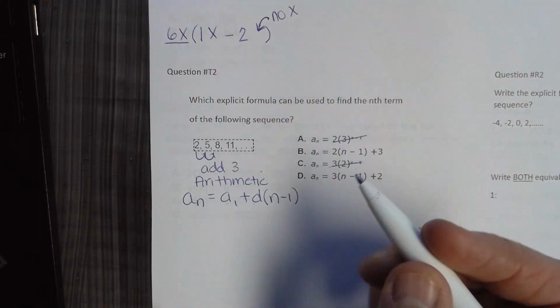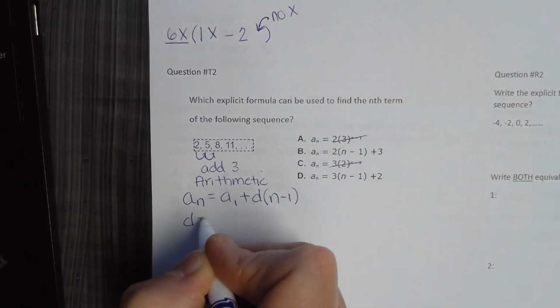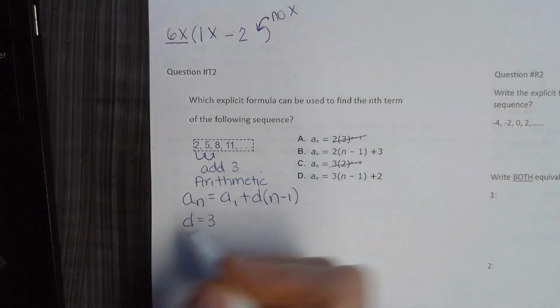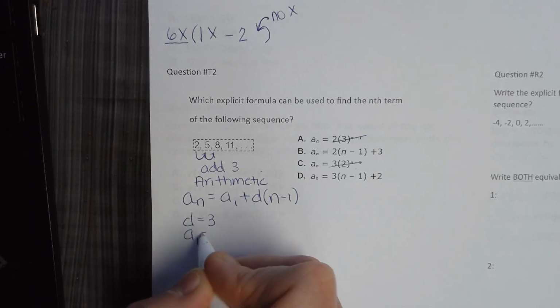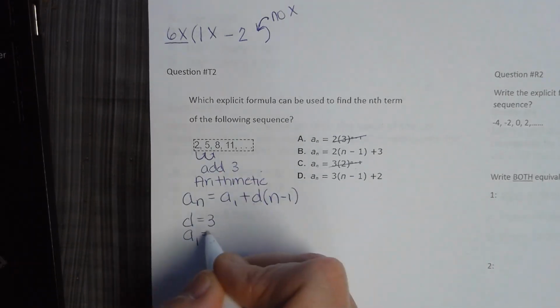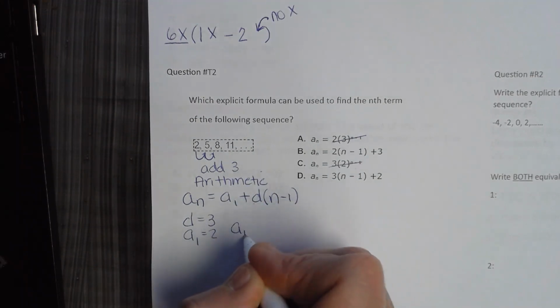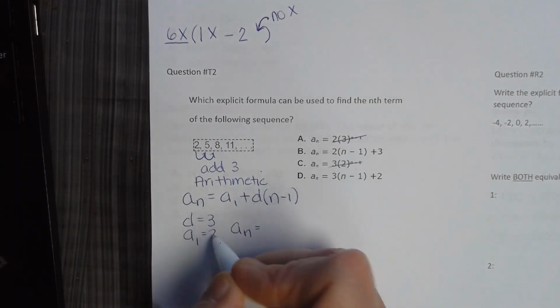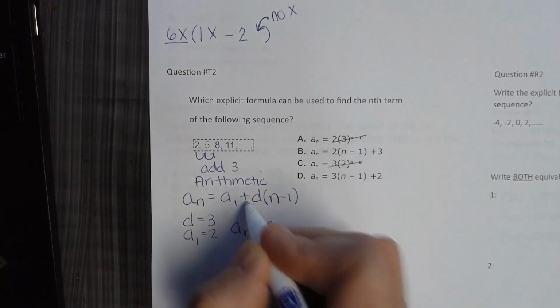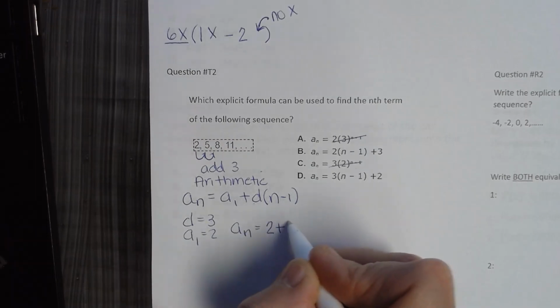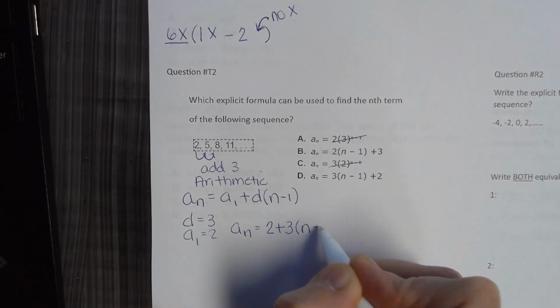D, the common difference, is 3. And a sub 1 is the first term, it's 2. So we're going to plug in right here. So we've got a sub n equals, the first term is 2. That is added to the common difference that is multiplied by n minus 1.